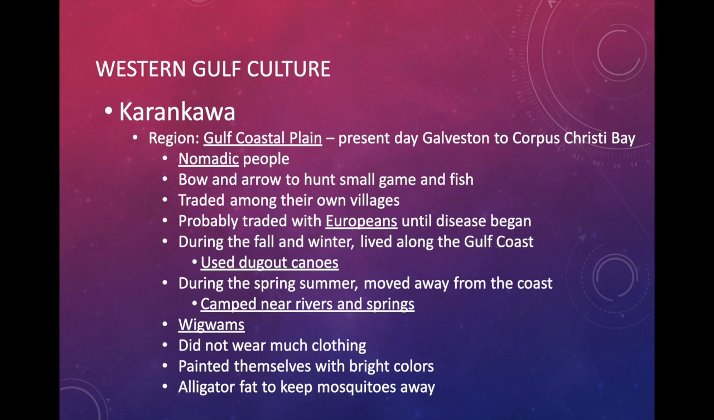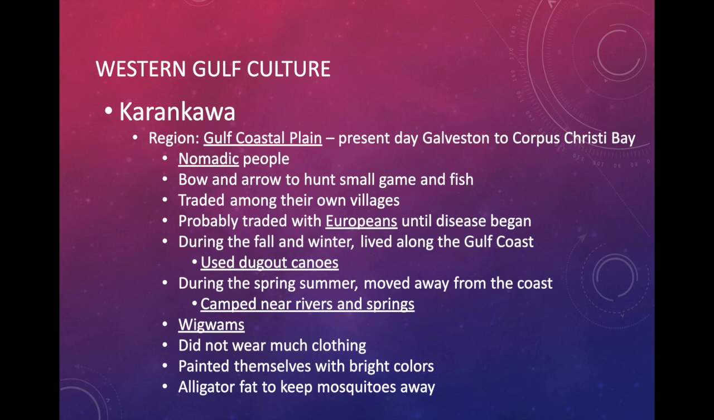During the fall and the winter, they lived along the Gulf Coast. They used dugout canoes to migrate during the summer and move away from the coast, but they did camp near the rivers. Because they were located along the coast, it is assumed and evidence proves that they did trade with the Europeans. So the first people to come in contact with the Europeans, they would end up trading with them first. But this also means that they're going to end up exchanging germs, so they catch the diseases first, and that is one of the main things that they will die out from.